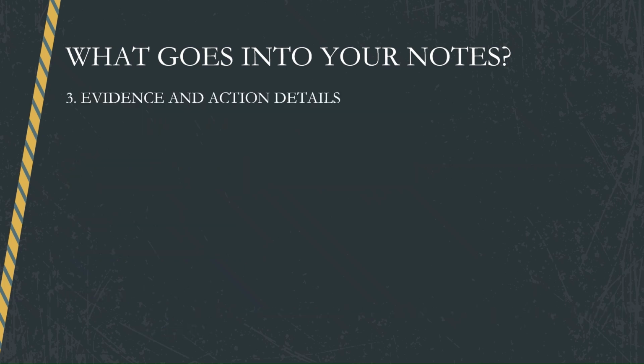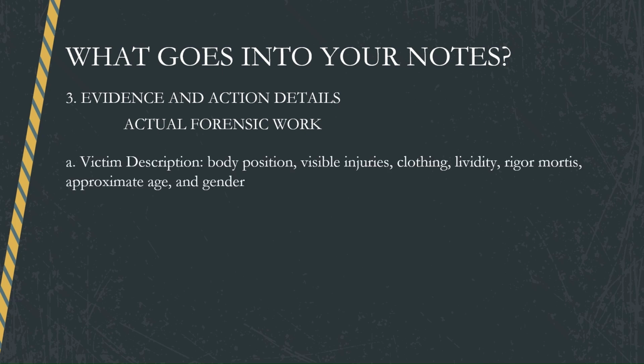And finally, you have to mention the evidence and the action details. Now, this section documents the actual forensic work that is happening at the crime scene. You have to include the victim description. You have to describe the victim carefully and objectively. You have to include the body position, the visible injuries, clothing, lividity, rigor mortis, the approximate age, and the gender of the victim. And after that, you have to describe the evidence.